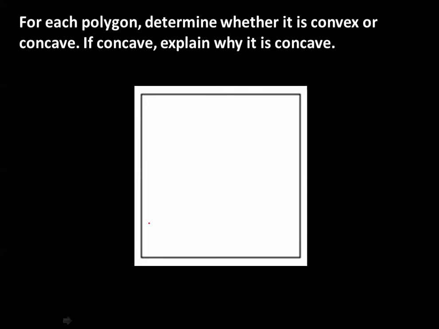Okay, for each polygon, determine whether it's convex or concave, and if it's concave, explain why. Well, this is just a square, and if you look, it's not caving in anywhere. If I drew a line, it's not very straight, but I'm drawing a line right there. There are no points of that line that lie in the interior. So it's going to be convex.